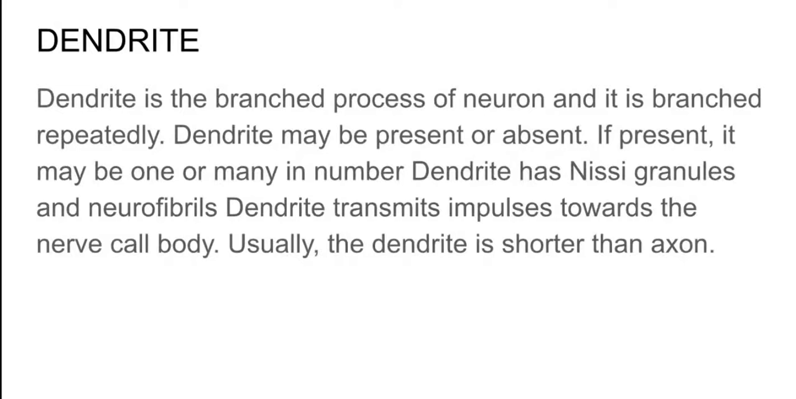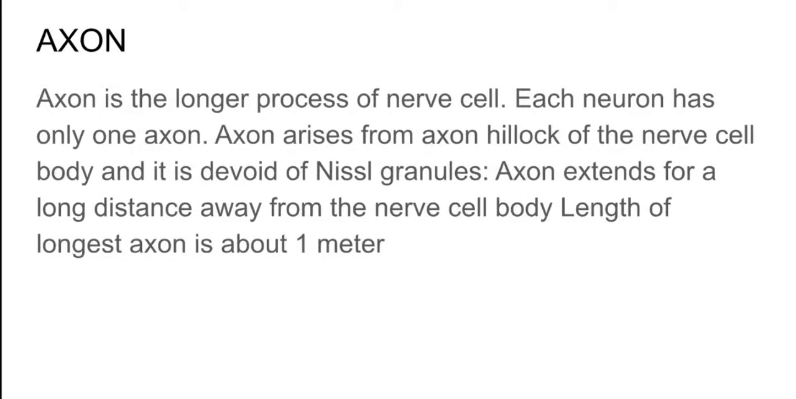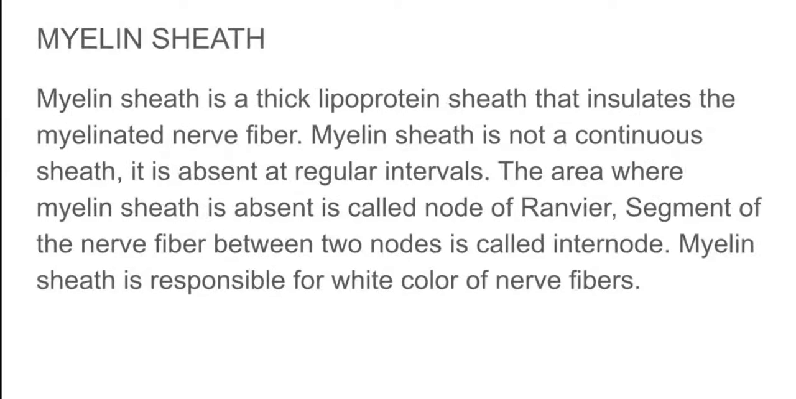So this is all about the dendrite. Axon is the longer process of nerve cell. Each neuron has one axon. Axon arises from axon hillock of the nerve cell body, and it is devoid of Nissl granules. Axon extends a long distance away from the nerve cell body. Length of longest axon is about 1 meter.